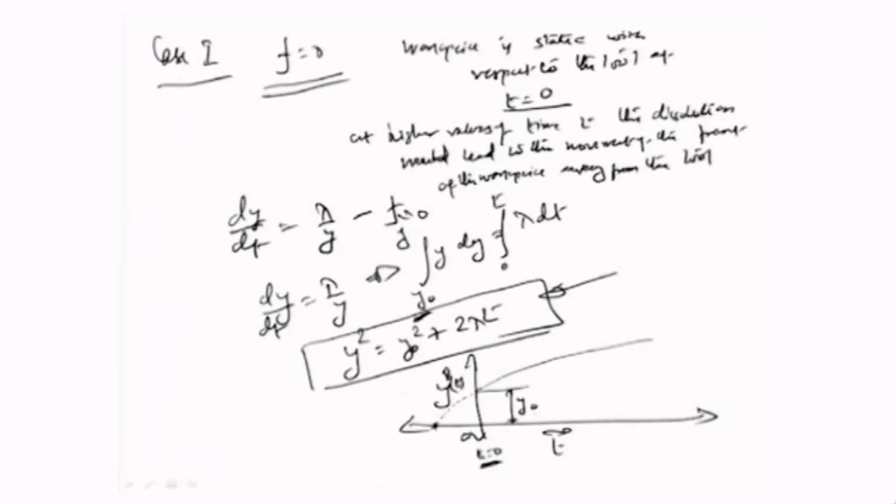So, typically this is the equation for a parabola, as indicated by y square equal to y0 square plus 2 lambda t, and that is how the distance would behave with respect to time when the feed f is considered to be 0. Let us analyze another particular case, the process of constant feed.